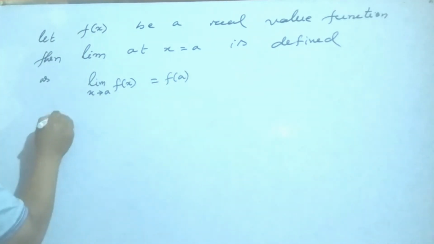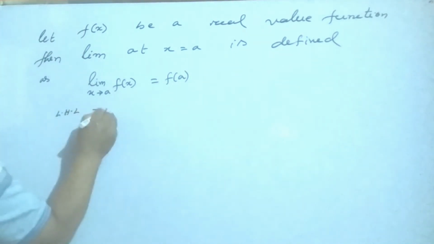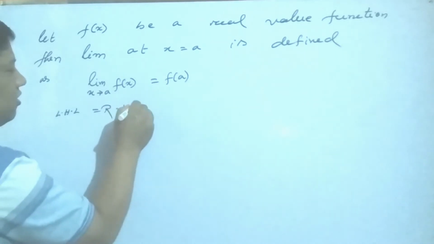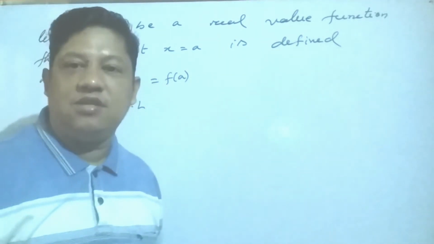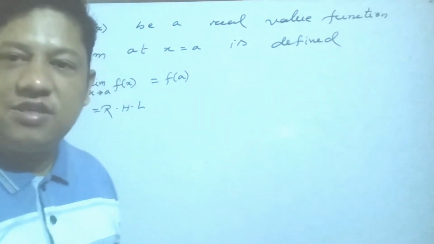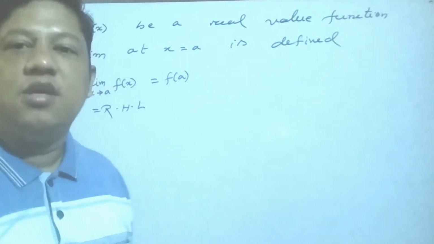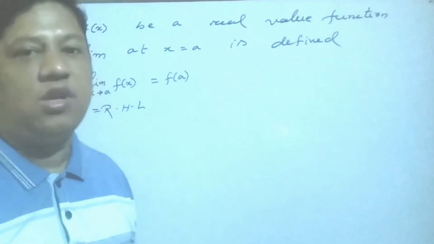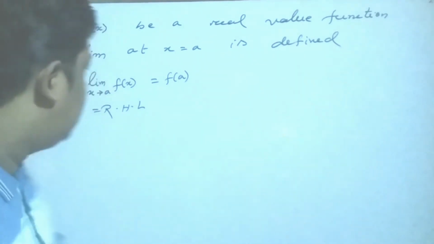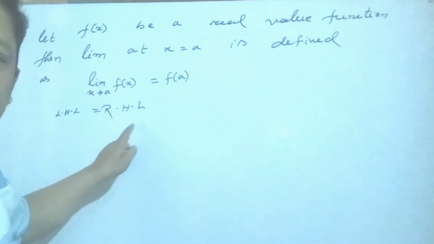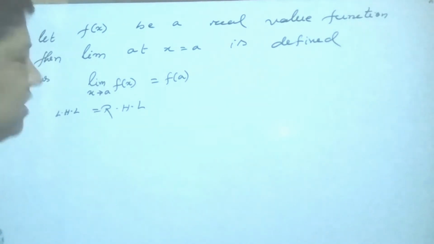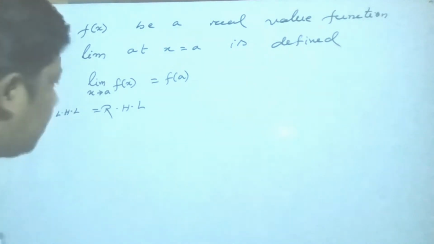That means the left hand limit and right hand limit both are equal. If it is given that the limit exists, then the left hand limit and right hand limit both are equal. Okay, my students? Then the limit exists.